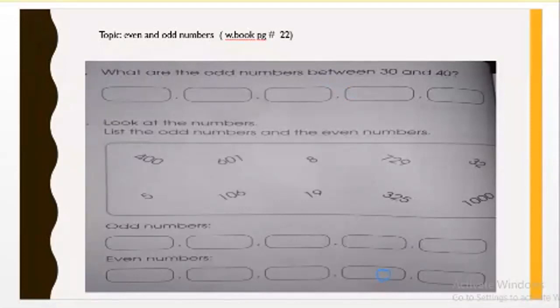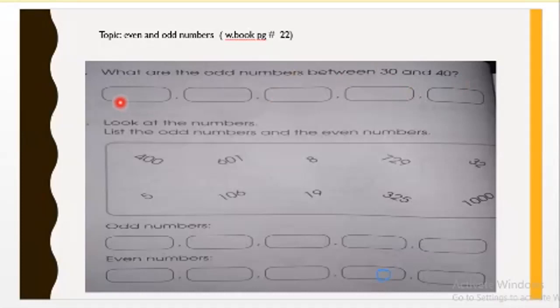Okay, this is the work that I just took from your workbook, page number 22. And all of my students, I know that after attending this lecture, you will attempt all the work by yourself in your workbook. So let's read the question. What is the question that is mentioned over here? Let's read the question carefully. What are the odd numbers between 30 and 40? That's the question that is mentioned at the top of your workbook page number 22. So they are asking you to just mention the odd numbers.